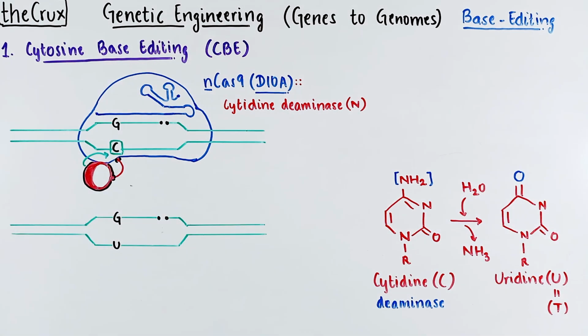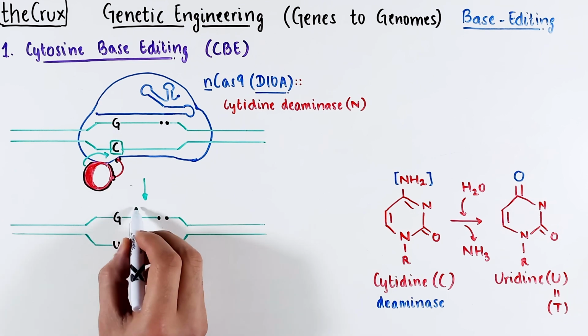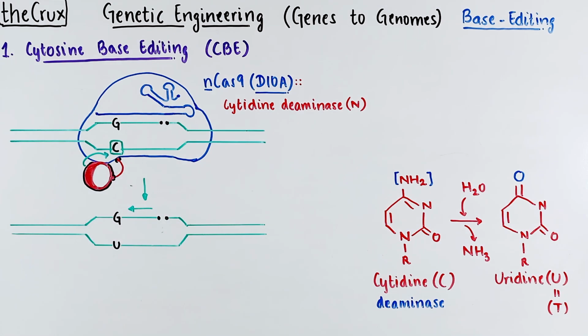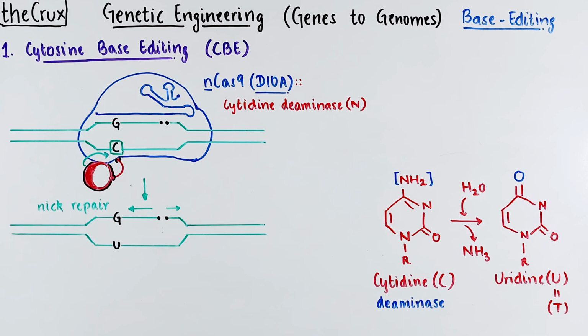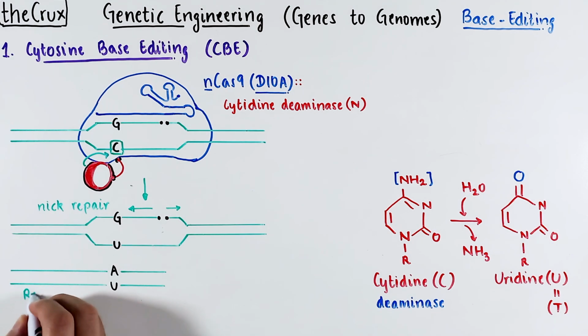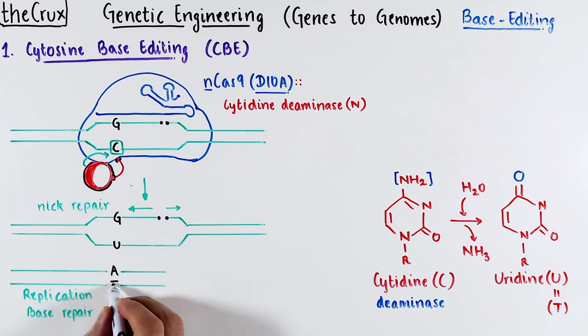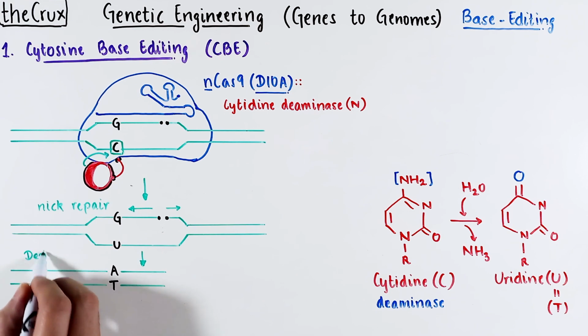Because a nick is made in the pairing strand, a short-range resection starts, and DNA damage repair proteins gather around and resynthesize the nicked strand. After repair, the original G is replaced with A using the uracil as a template. Finally, the uracil is converted back to thymine during replication or through a base repair mechanism. This is the ideal C to T base editing pathway.